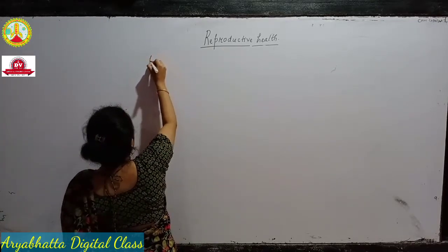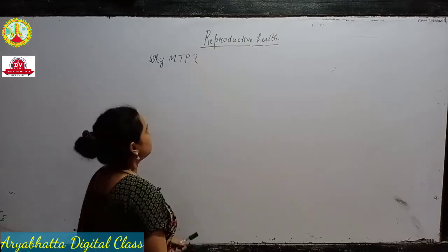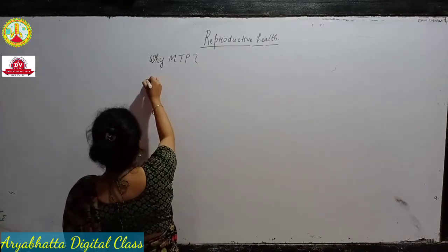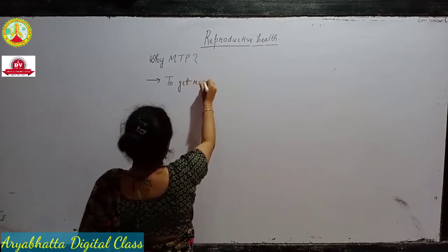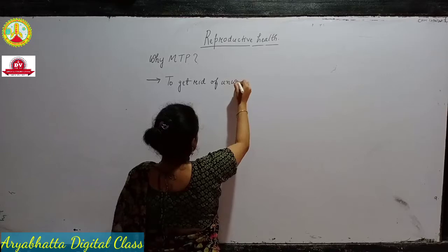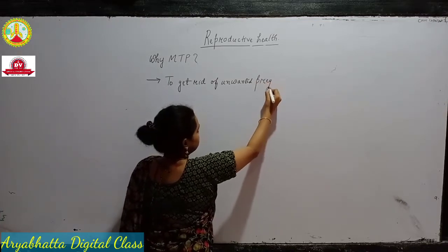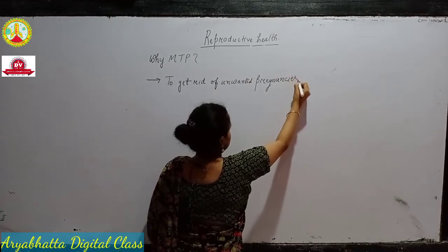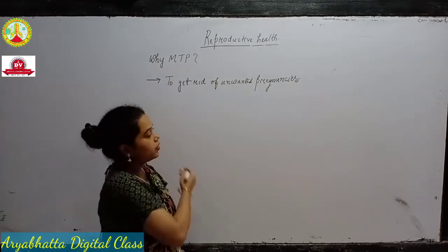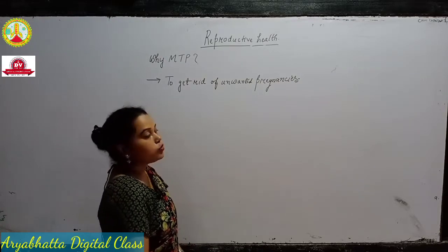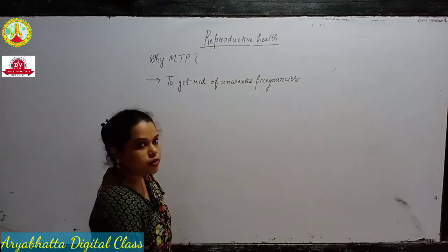So why MTP? Why is it done? Number one reason: to get rid of unwanted pregnancies. If a woman unintentionally gets pregnant, the couple may have MTP. They can terminate or abort the child intentionally.